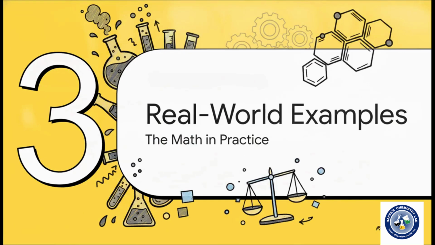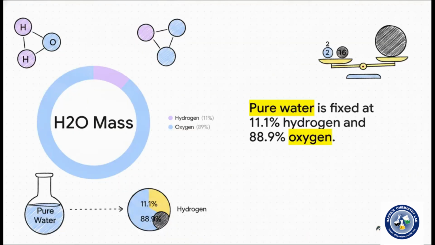Okay, let's see what that looks like in practice with Section 3, Real-World Compound Examples, the math in practice. Let's take pure water, H2O for example. This is obviously our most universally handled solvent. Every single sample of pure water requires exactly 2 grams of hydrogen chemically combining with 16 grams of oxygen. Because of that specific combination, it locks in a rigid percentage composition, 11.1% hydrogen and 88.9% oxygen by mass. No exceptions, it never, ever varies.